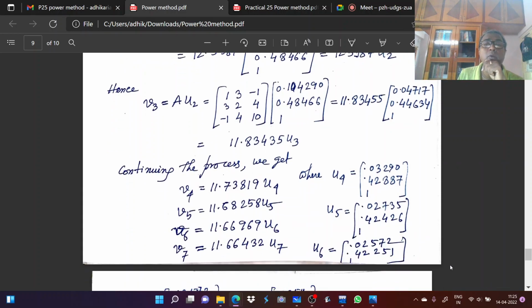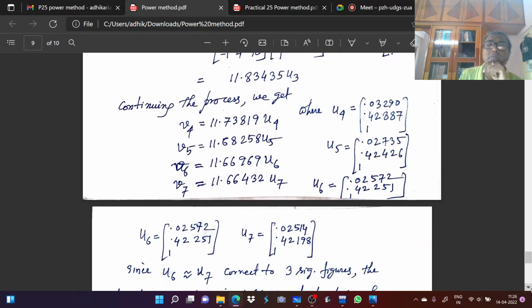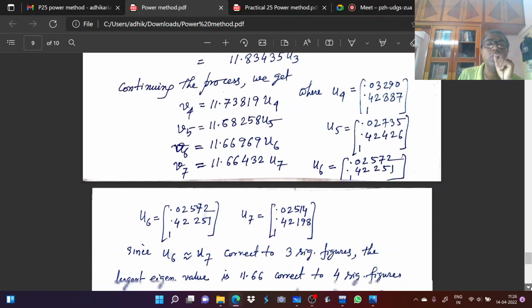Notice that the values are 11.73, 11.68, 11.66, 11.66, so we get v6 and v7 convergent up to 2 decimal places. 11.66 is the numerically largest eigenvalue, and the corresponding eigenvector is u7 or u6, which are nearly approximately equal.